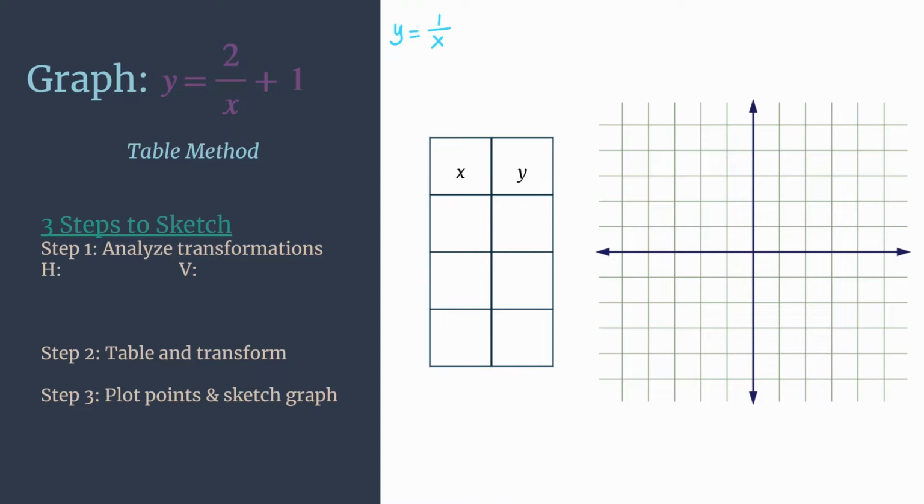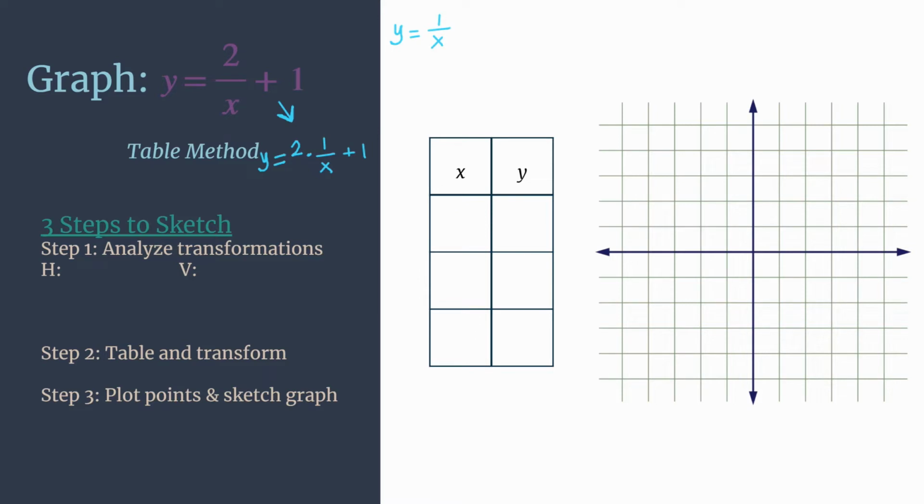And so to do this, we may want to rewrite the equation because the 2 could be confusing. So instead of saying 2 over x, let's rewrite this as 2 times 1 over x. And that makes it very clear that that 2 is causing a vertical transformation, a vertical stretch on the parent function. And then, of course, we still have that plus 1. All right, so we have rewritten this now. We can deal with it a little bit more clearly.